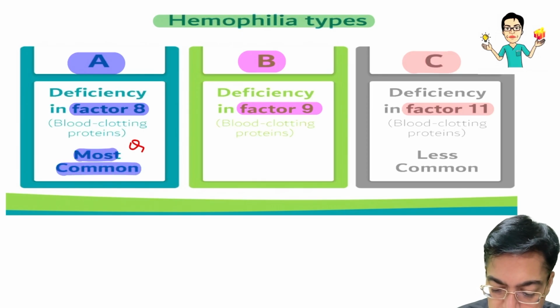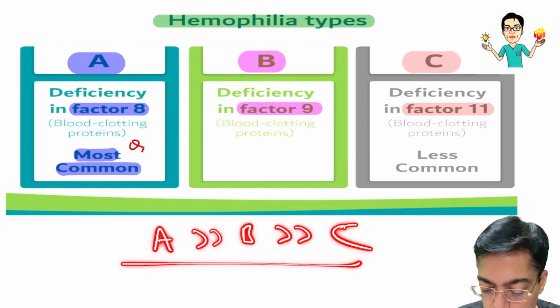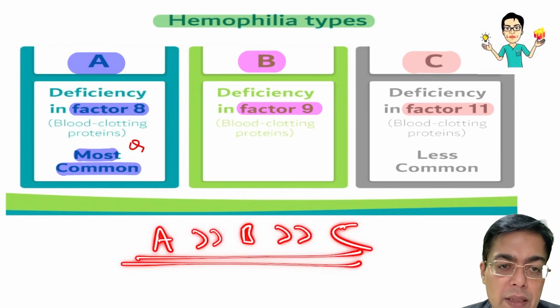And I can help you remember the fact: A more than B more than C. This is the exact order of hemophilia. Hemophilia A is most common. Hemophilia B is less common than hemophilia A. And hemophilia C is, out of the three hemophilias, the rarest.